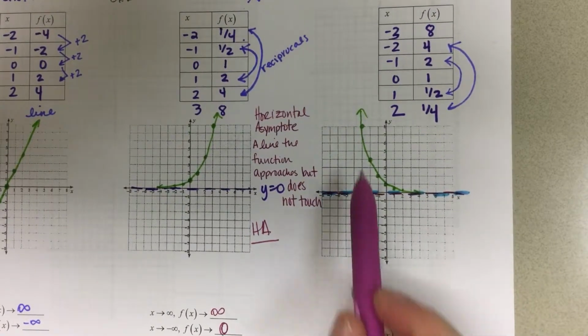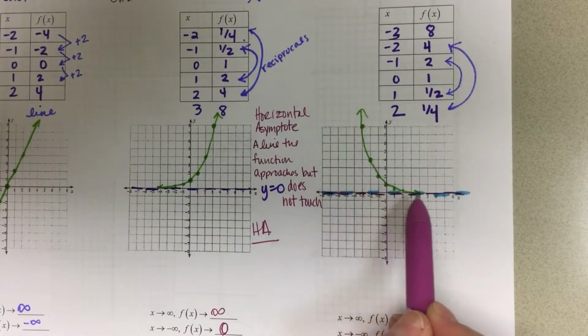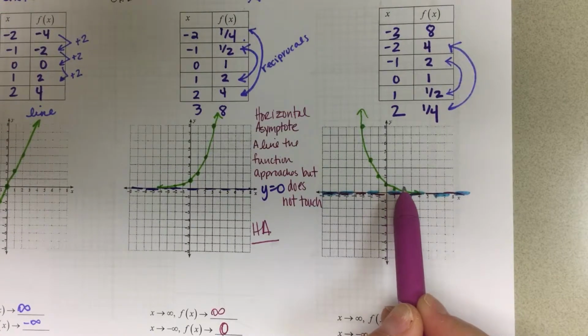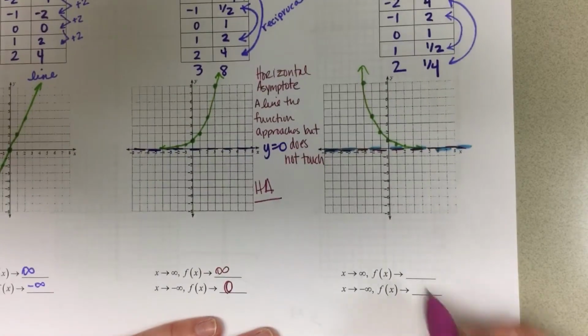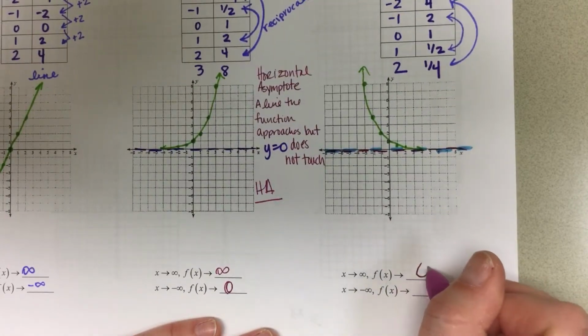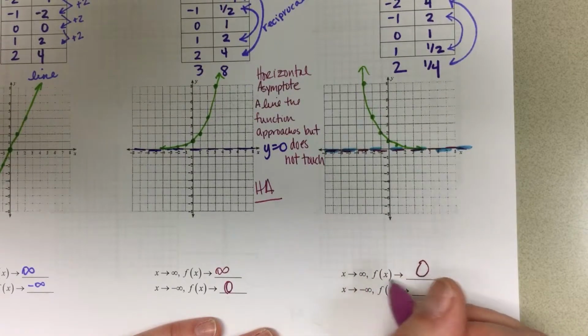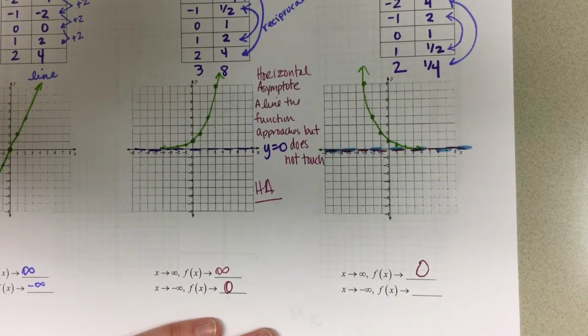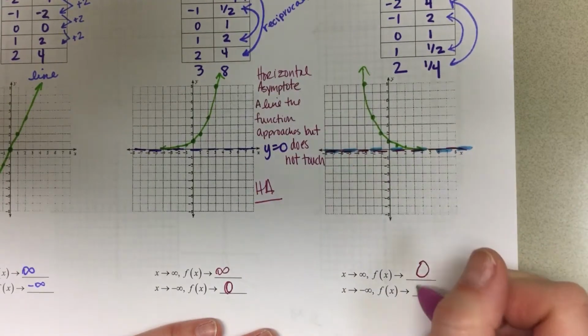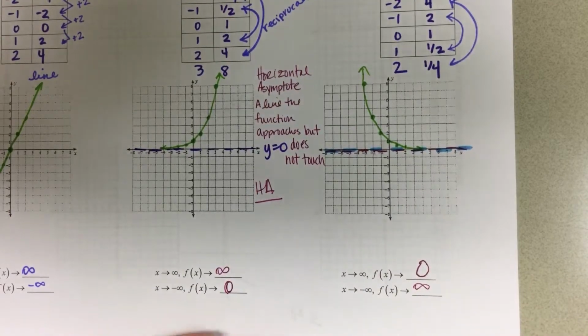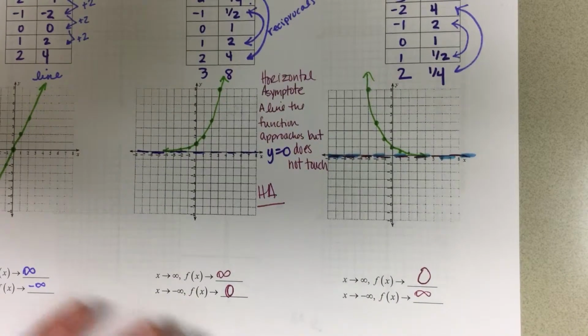But as x is getting bigger and bigger, the same thing's going to happen that we saw happen in the other graph. It's going to keep going closer and closer to 0, but never quite reach 0. So when I look at my end behaviors, as x approaches infinity, f of x is going towards 0. Now, as x is going towards negative infinity, now this is increasing. So that's going towards positive infinity.